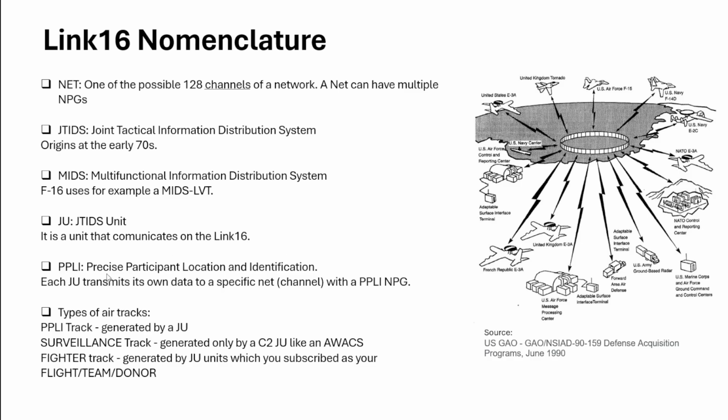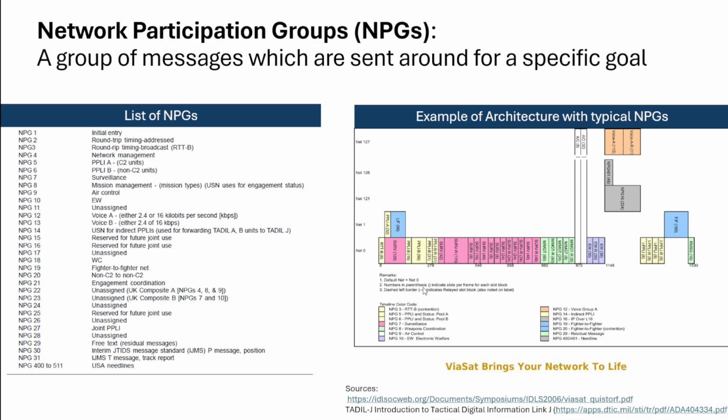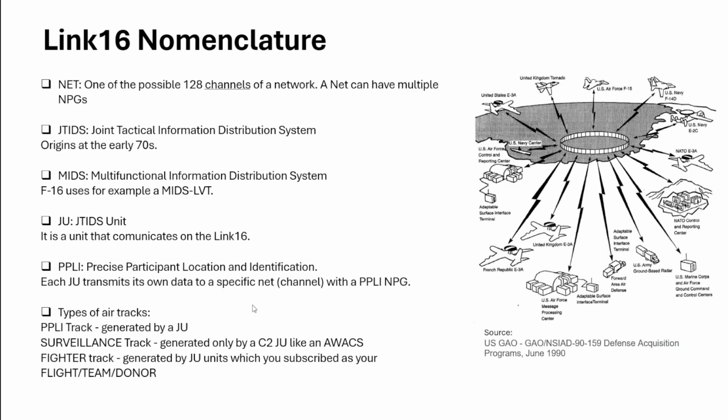PPLI is again precise participant location identification. Each JU transmits its own data, and that's a lot of data, to a specific net channel with a PPLI. For example, if it's a PPLI-B, a non-C2 unit, it's going to be transmitting here, in this case, to net 0 for this configuration. And there is a series of air tracks you're going to be using, which is the PPLI track.